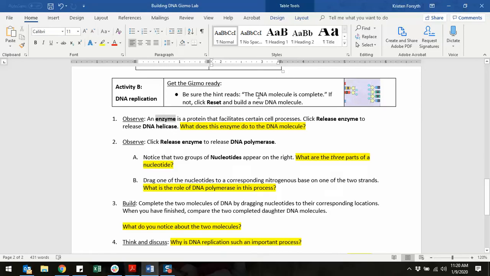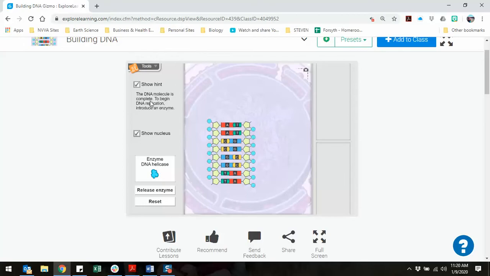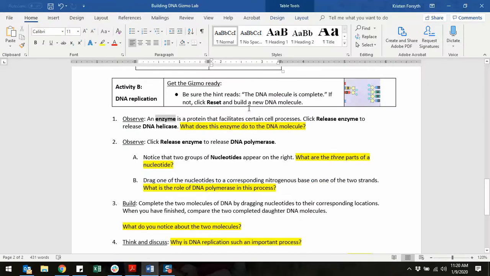Okay. Activity B is starting with DNA replication. You have to make sure the hint is still on where we ended: the DNA molecule is complete. If it's not there, if you reset it for some reason, you have to rebuild your DNA. So if you are not there, reset and build a new DNA molecule. Once you're there, that's where this activity starts.